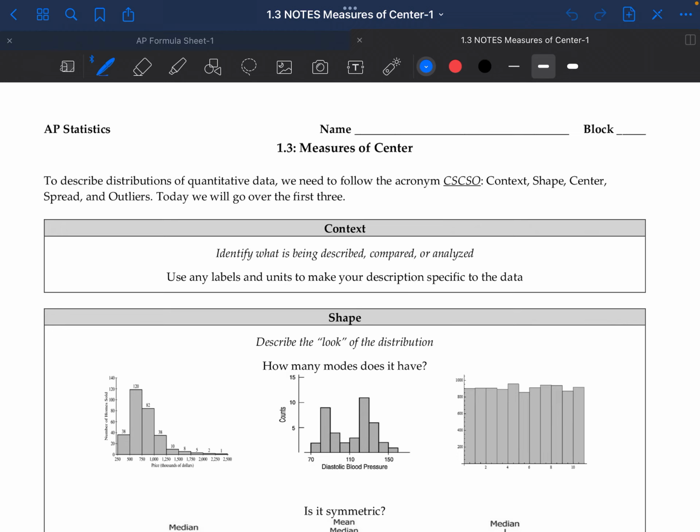So let's talk about the very first one, the first C, context. It's important that you describe what's being compared, analyzed, represented in any sort of display. So you're going to look at what the labels are, what units you see, and mention that. I like to kick it off right away with "the distribution of," and then fill in the blank with whatever the context is for the distribution. It's not really a crazy thing to think about, but you do want to make sure that you get the context in there.